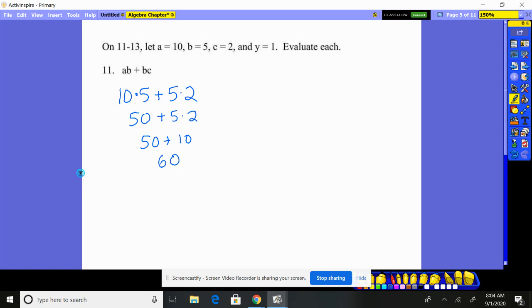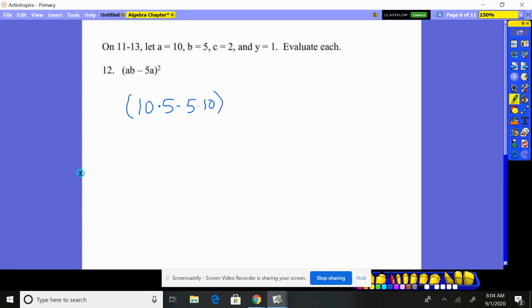That's easy enough. Number 12. I'm just going to plug in what they're worth. A again is 10 times B is 5 minus 5 times A, 10 squared. Okay, so A times B minus 5 times A, all squared. Well, this is going to be pretty easy, I think. So we're going to do everything in parentheses first. I'm going to do that multiplication first because it came first. I'm now going to do the next multiplication. 50 minus 50 squared. 50 minus 50 is 0.